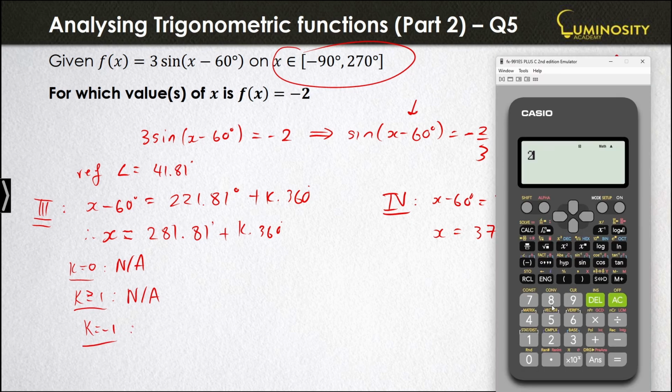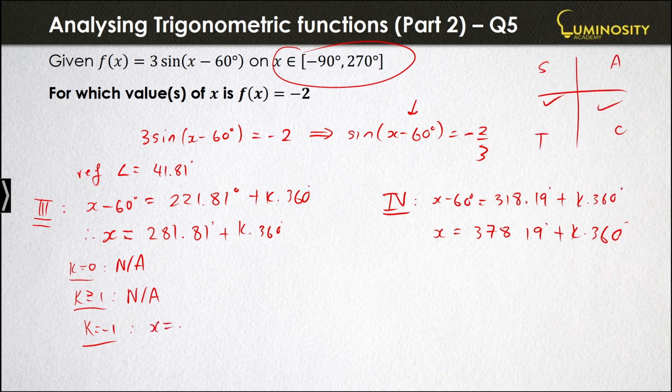So now I'm going to do 281.81 minus 1 amount of 360, and I get negative 78.19. Okay, that is within the given interval, so that works. And then anything less than or equal to negative 2 is going to be not applicable, because it'll be much more negative than negative 19.